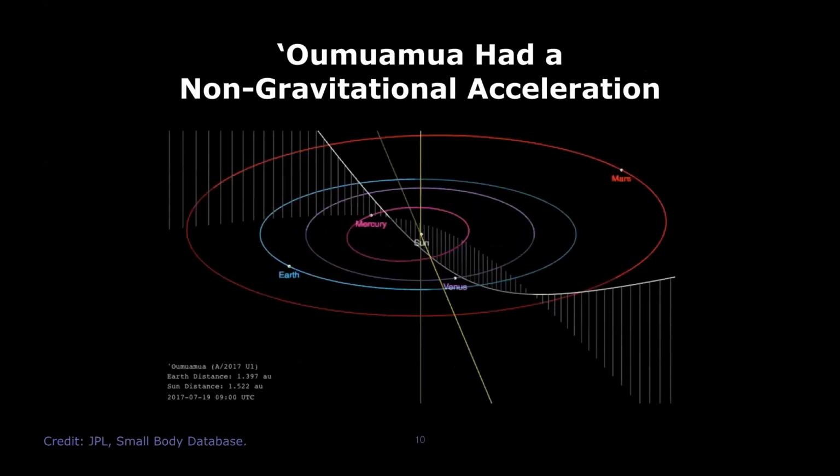And to make matters even weirder, it had a very significant non-gravitational acceleration in its trajectory. So what this basically means is that the astrometric positions of Oumuamua itself could not be explained purely by the gravitational influence of the sun. There must have been an additional force that was pushing Oumuamua away from the sun to fit that trajectory.